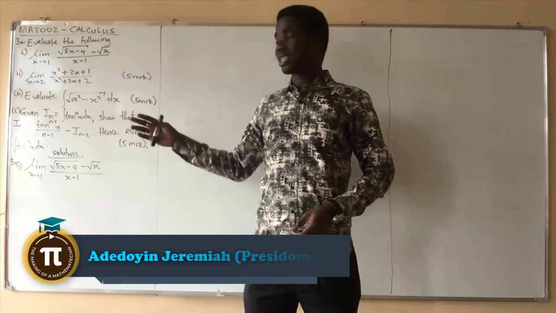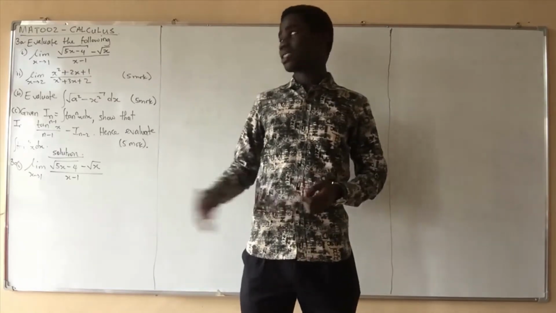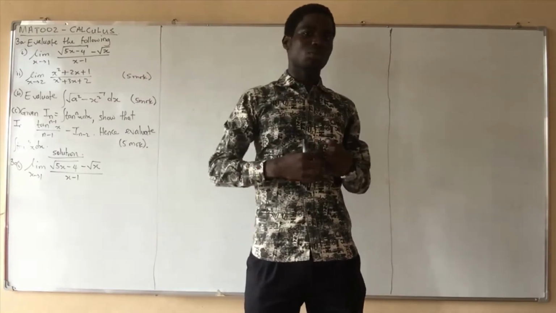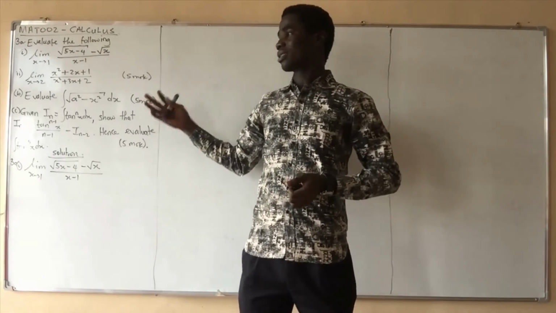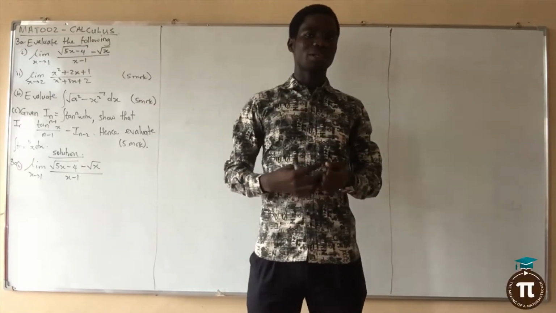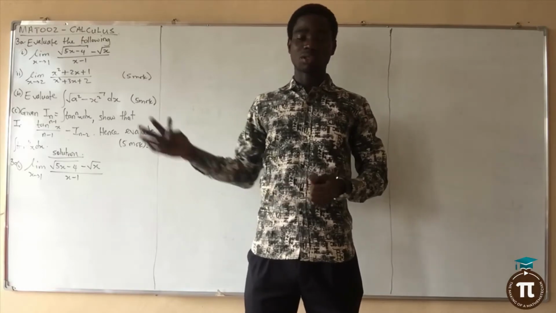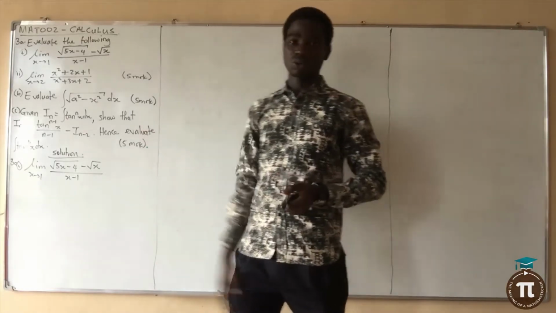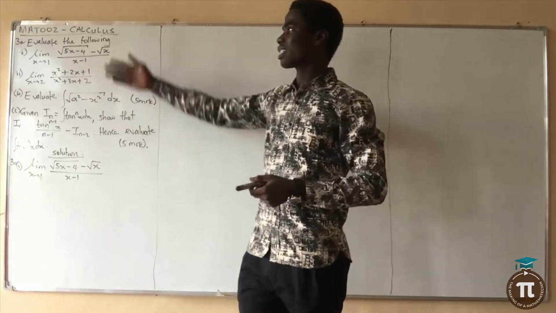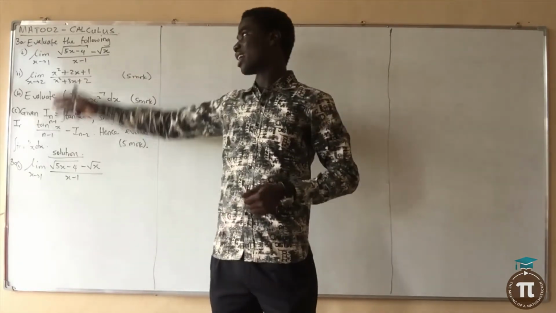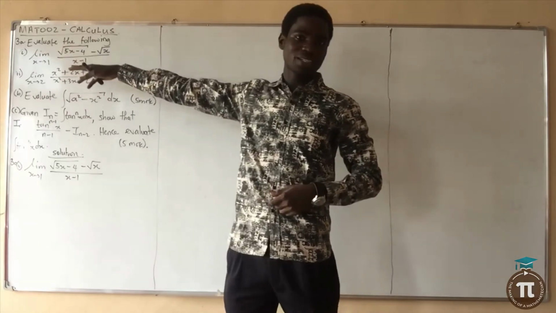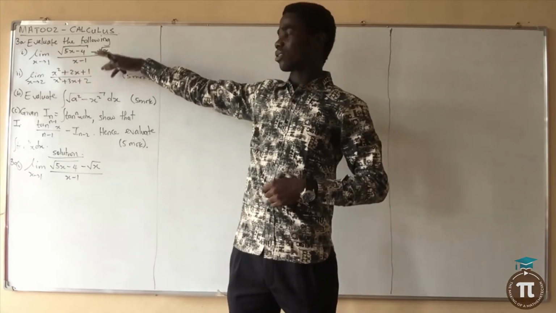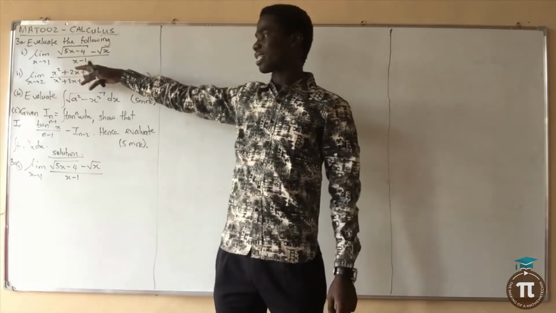So we have come to the second part of this same question. Now this is the third question under calculus. The third question was the first question under calculus, and these are what you want to be doing. The first one says evaluate the following limit as x goes to 1 of square root of 5x minus 4 minus square root of x, all divided by x minus 1.